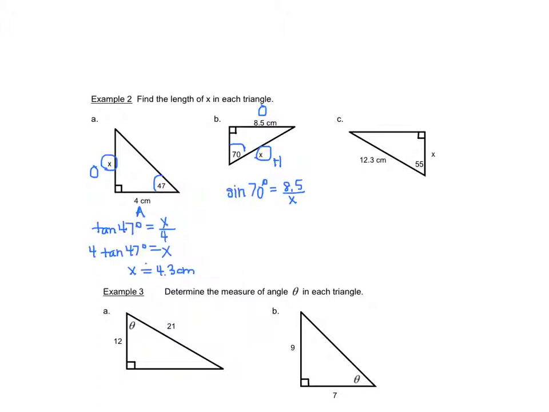Now, whereas in part A, we wanted to get rid of the 4 on the right-hand side, the dividing by 4, so we multiplied both sides by 4, we could do the same thing here. We would just have to multiply both sides by x, because that would leave us with just 8.5 on the right-hand side. And then we would want to divide both sides by sine 70.